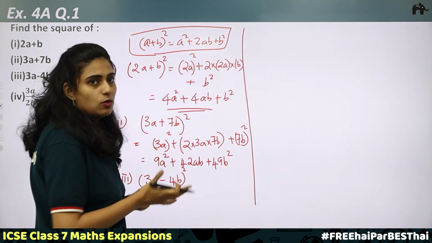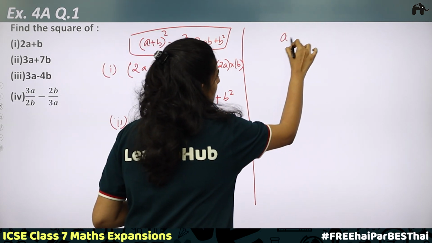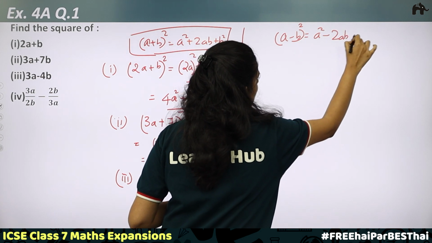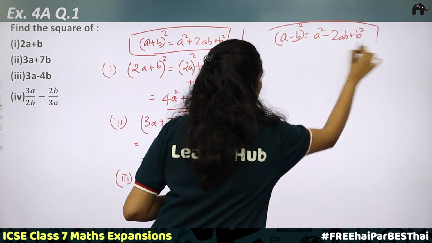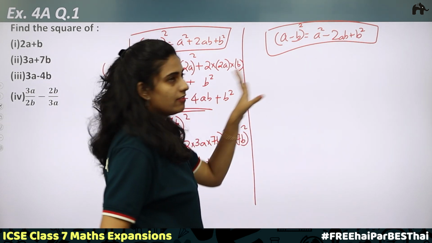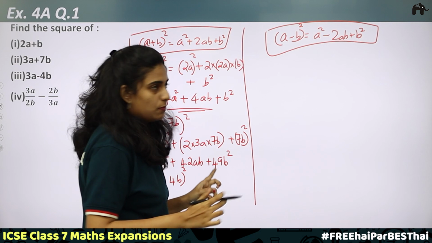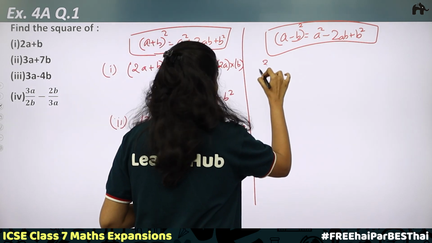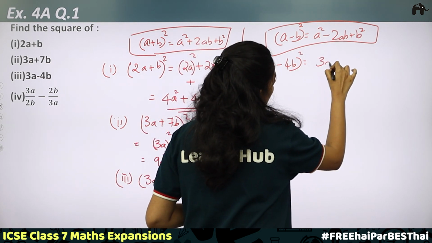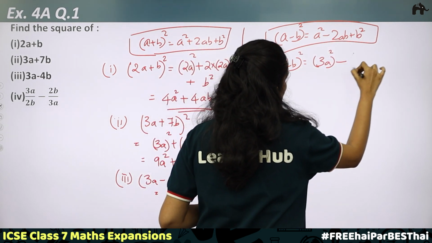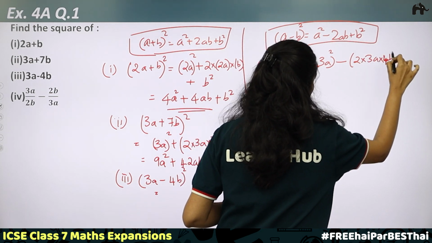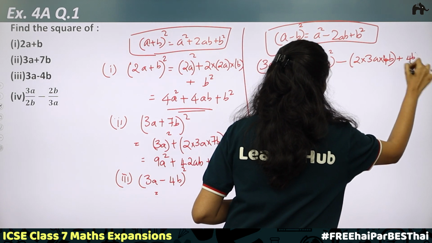So a minus b whole square. What is a minus b whole square? A minus b whole square is equal to a square minus 2ab plus b square. Now put the values. In place of a we have 3a and in place of b it is 4b. So 3a minus 4b whole square is equal to 3a whole square minus 2 into 3a into 4b plus 4b whole square.